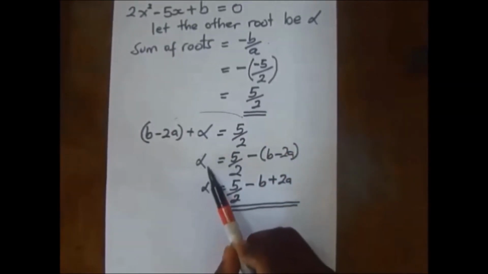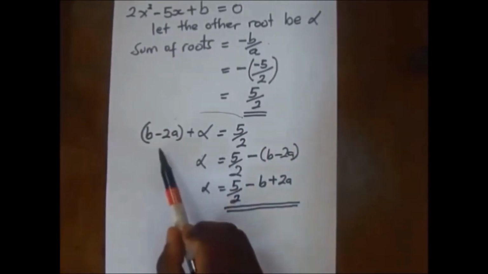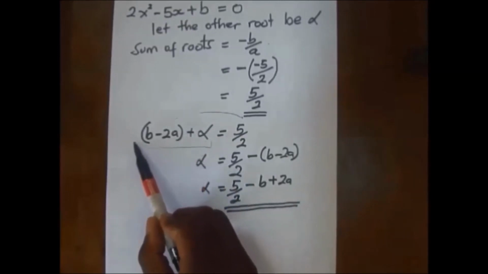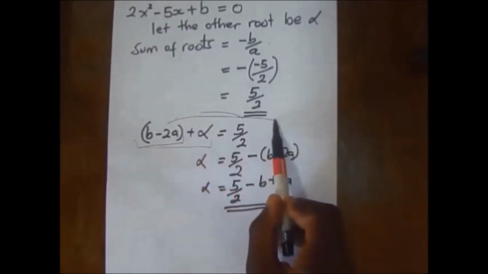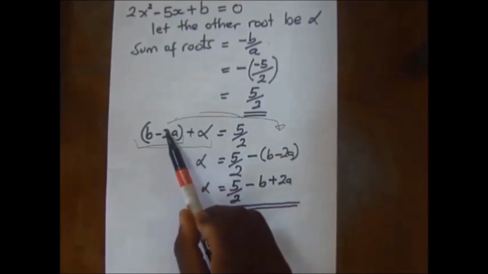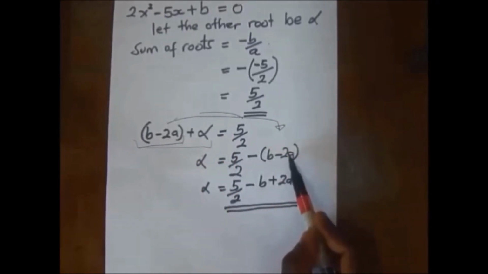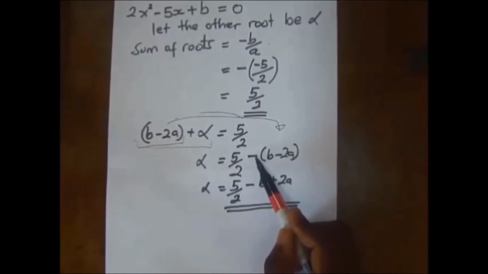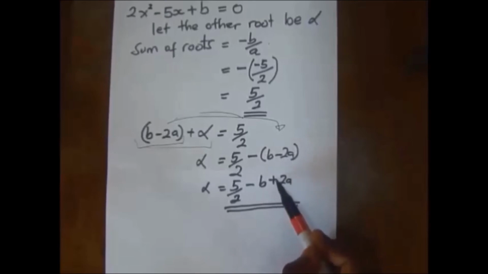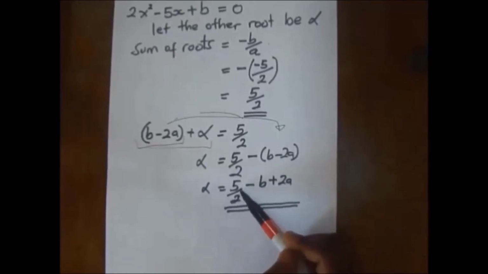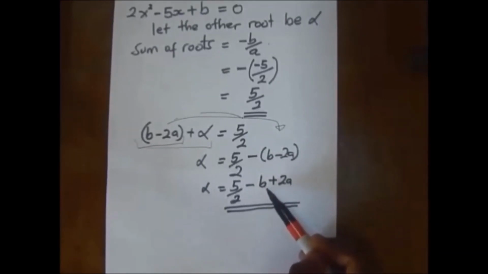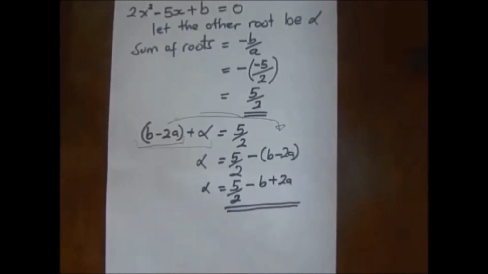And alpha is going to be equal to 5 over 2 minus this term. This term of b minus a cancels and comes there. When it crosses the equal sign, it becomes negative this way. So it's 5 over 2 minus (b minus 2a). Open brackets here, it is negative 1 times b is negative b. Negative times negative 2a is going to be plus 2a. So alpha is going to be 5 over 2 minus b plus 2a. And that's going to be the expression for the other root.